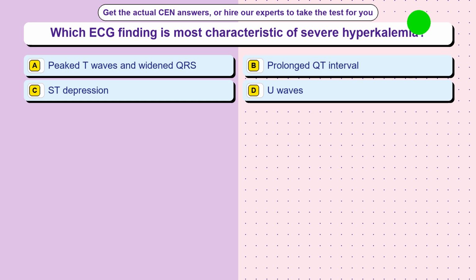Question 76. Which ECG finding is most characteristic of severe hyperkalemia? Option A, peaked T waves and widened QRS. Option B, prolonged QT interval. Option C, ST depression. Option D, U waves.